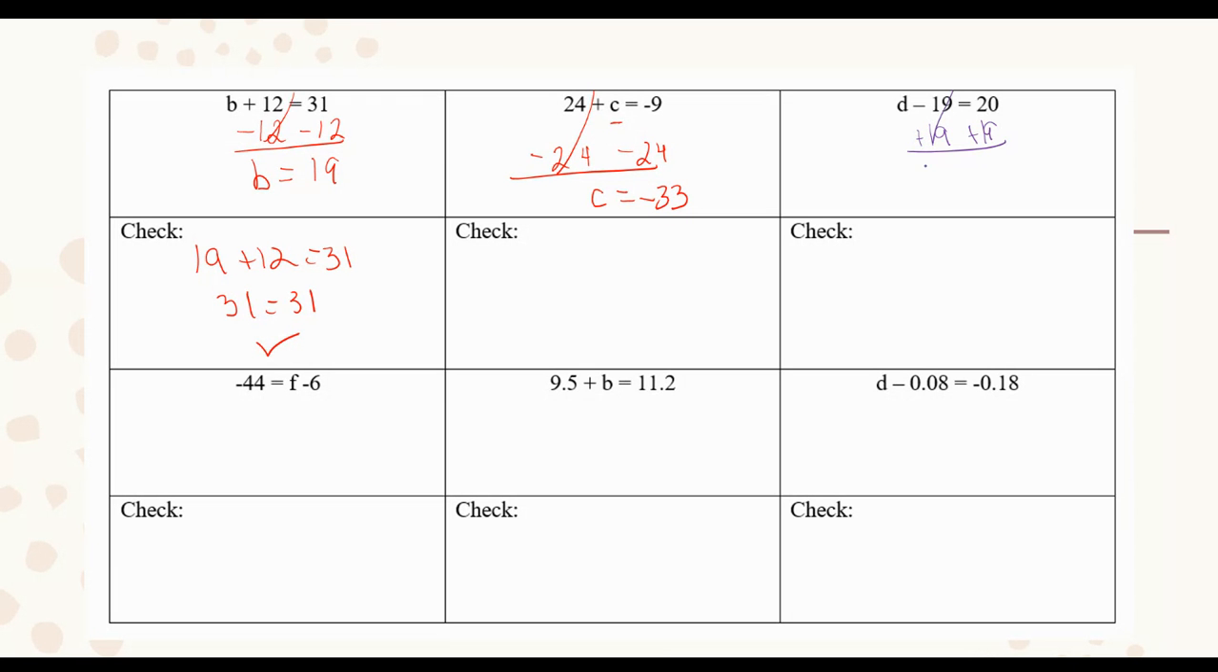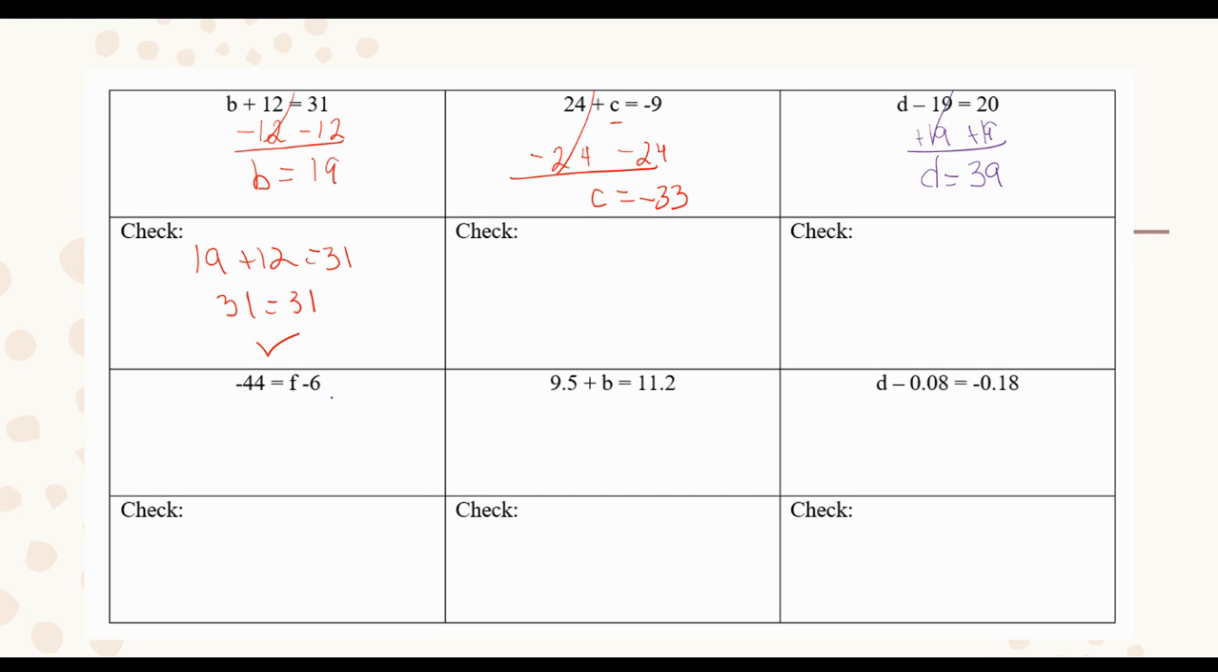Add 19 to both sides, and you should get D equaling 39 then. All right. So if we look down here at the next row, you have a variable, but now the variable's on the right side. That does not change what we do. Again, the variable, we want to get the variable by itself.